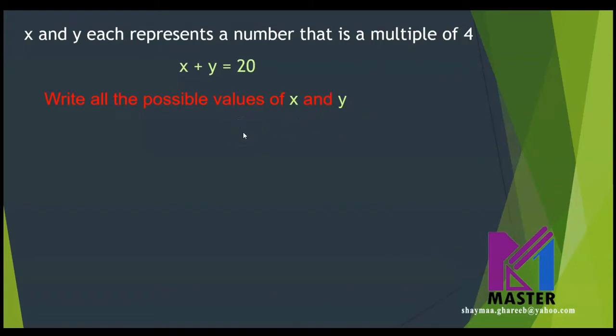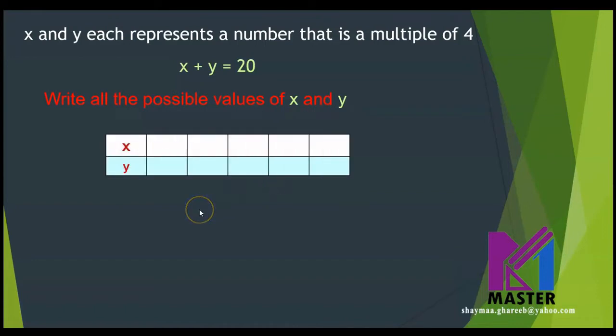So now we need to guess the possible values for X and Y. We will draw a table like this to help us solve this question. So I have X and Y inside this table. Then I will start to write multiples of 4. What is the first multiple of 4? Which is 4. So when X equals 4, 4 plus what gives 20? 4 plus Y equals 20. Then Y will be equal, yes, 16. So 4 plus 16 equals 20.